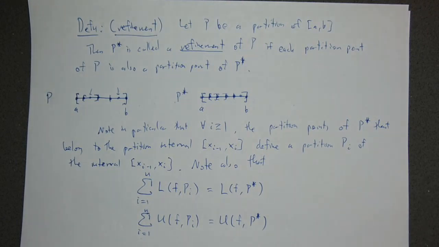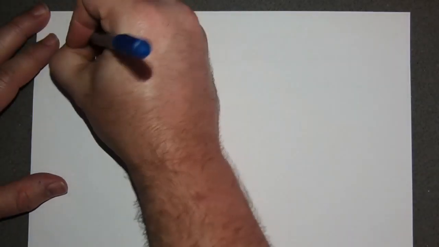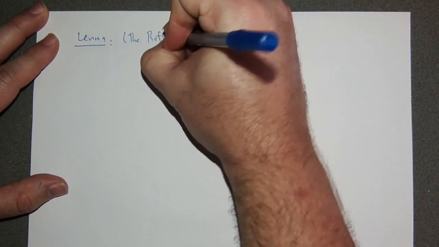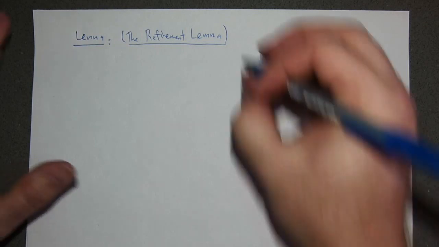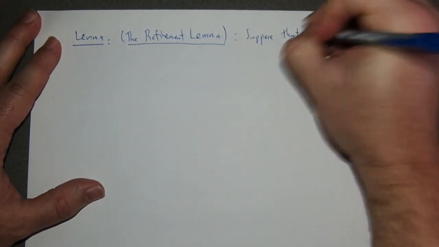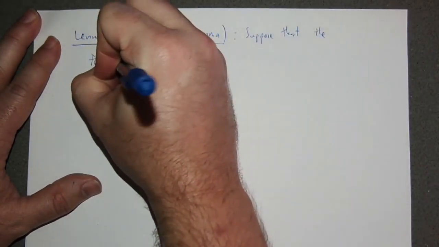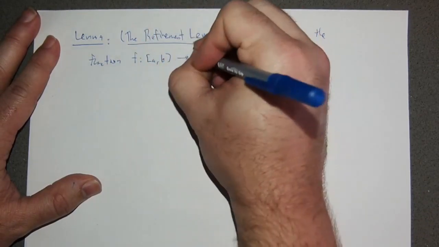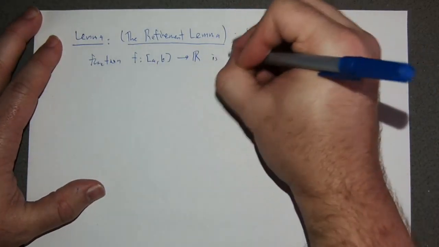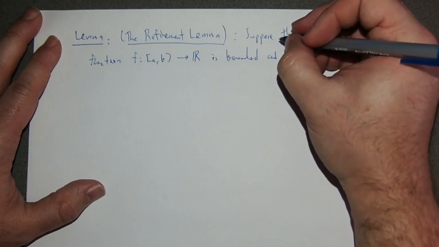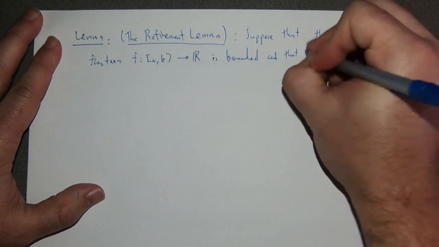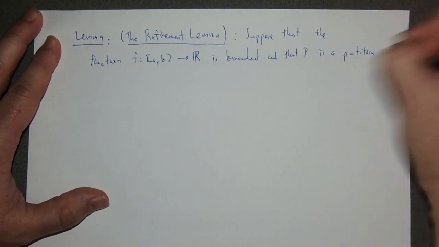All right, so a couple facts that I want to state. So I have another lemma I want to prove. This is called the refinement lemma. Okay, so suppose that the function f defined on the closed interval [a, b] is bounded. Again, I want to stress that this would be automatically satisfied for continuous functions by the extreme value theorem. And that P is a partition of [a, b].